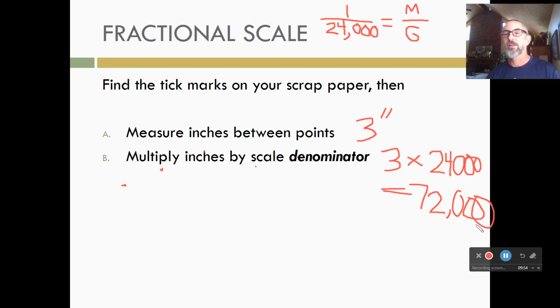And that's all well and good. Oh, how do you like those zeros? I acted like I was running out of room, but I had room over there. Wasn't too smart. 72,000 inches is kind of a meaningless number. Who knows how far that is?